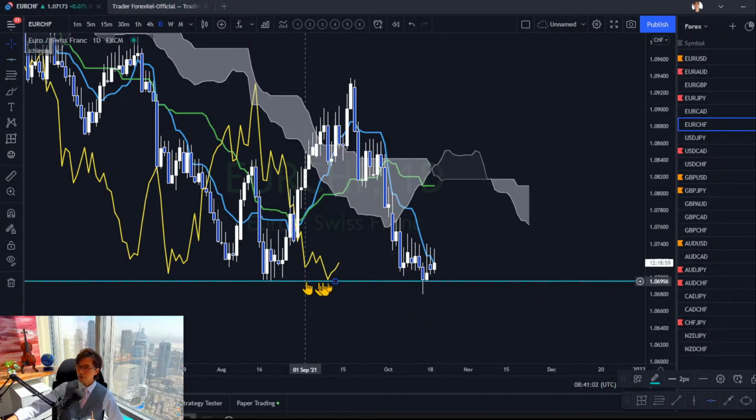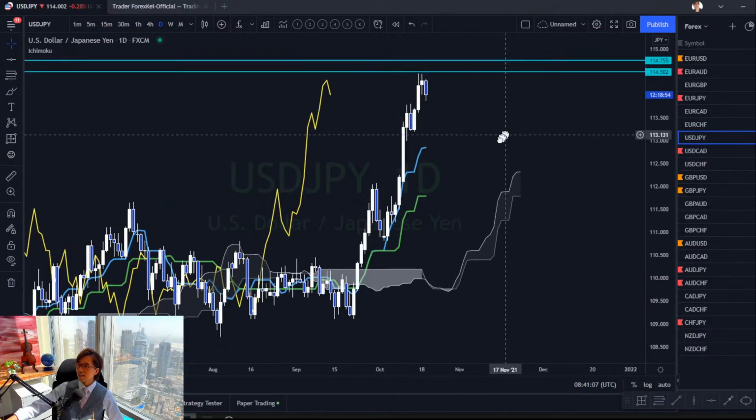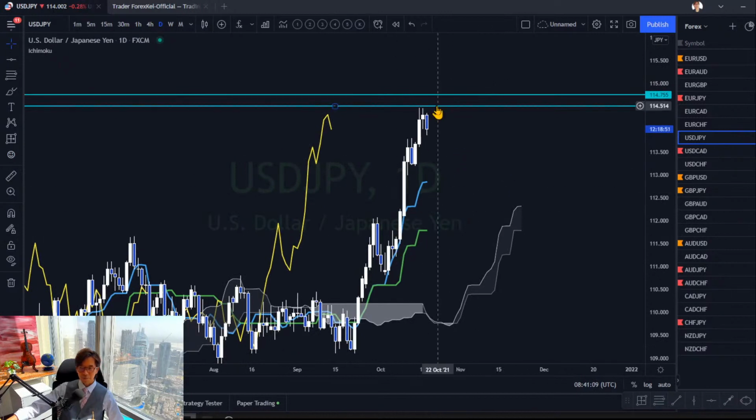We saw that there was a support at... USDJPY, sorry, USDJPY is uptrending. Since there was a resistance level at 114.50 and 114.75, it retraced backwards and it may retrace back to the Tenkan-sen and continuously go up. Let's see which way it goes.